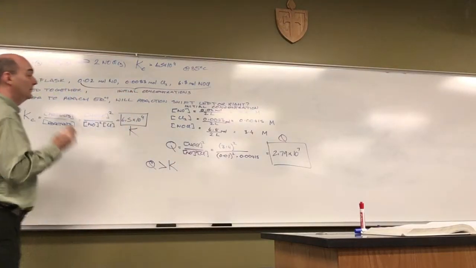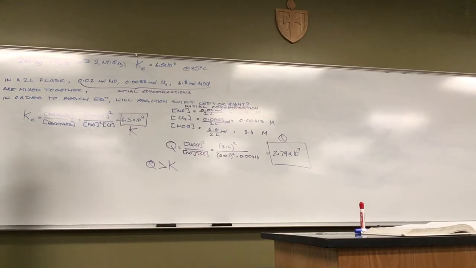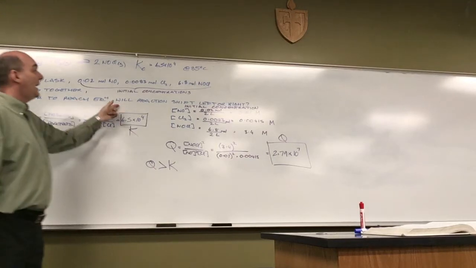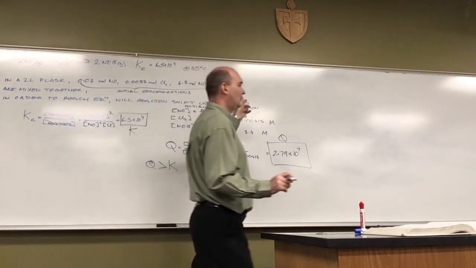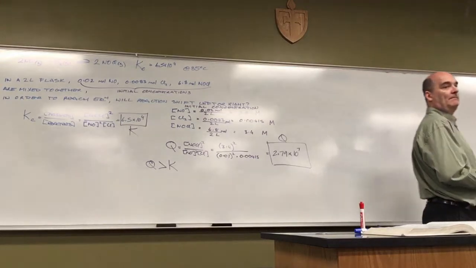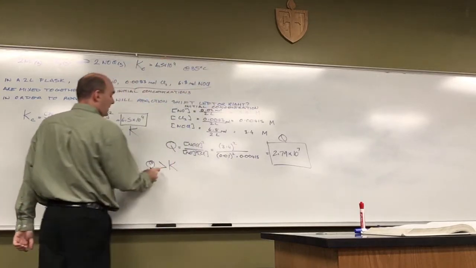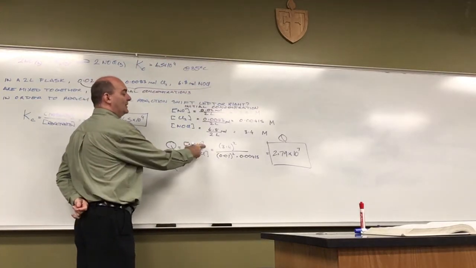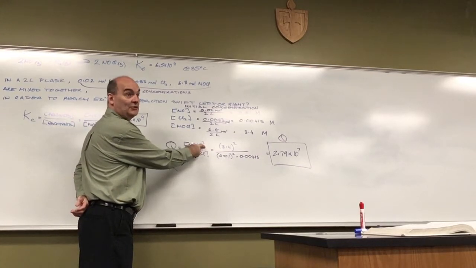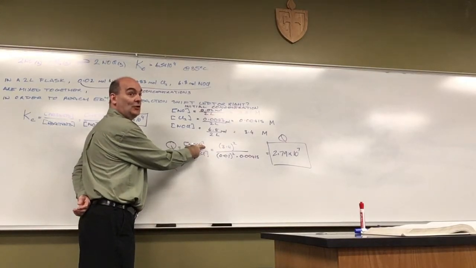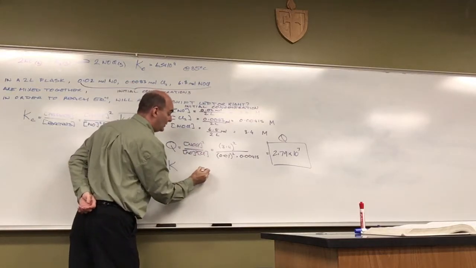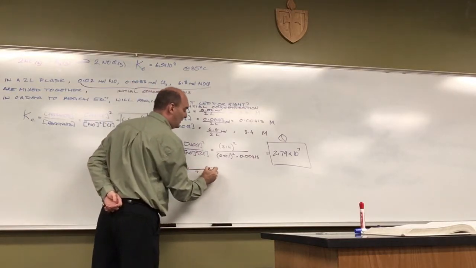And what does that mean for this particular reaction? The question being, will the reaction shift to the left or to the right in order to reach equilibrium? Q is bigger than K. Shifts left. A large value of Q means this number is top heavy, and the top is product. It means I have too many products. So this reaction shifts to the left.